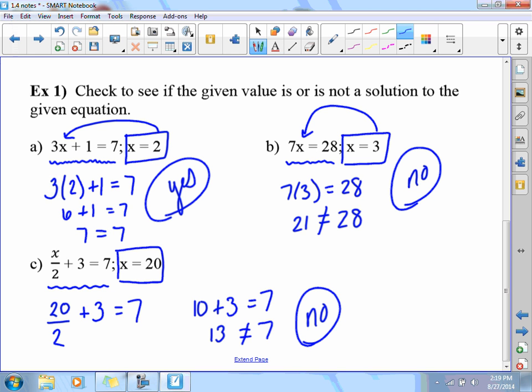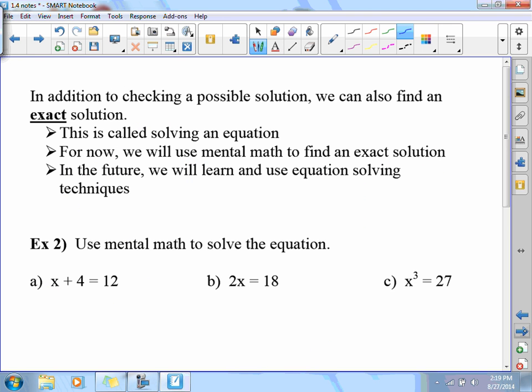So it's more practice with substitution and order of operations, but it's getting you prepared to find solutions for equations.